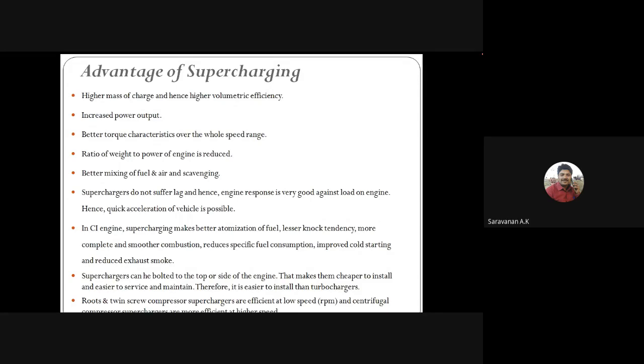smoke, right? The supercharger can be bolted on the top or side of the engine, and most of the time we can install it on the top side of the engine. It is very easy, cheap, and easy to maintain. These are the advantages of supercharging.